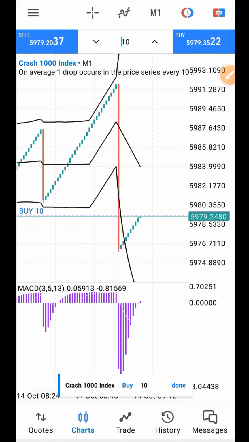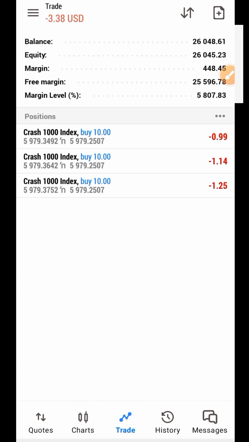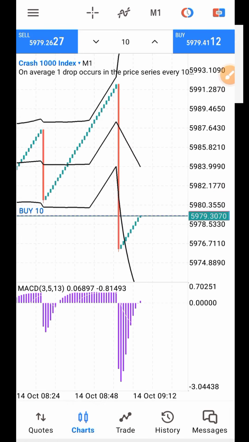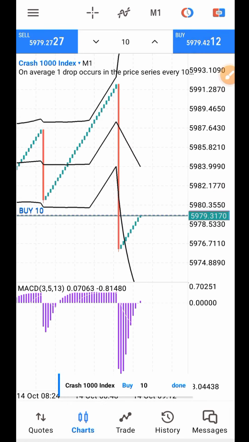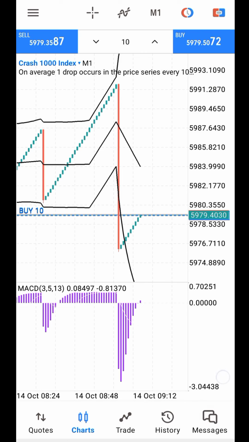So let me enter like four positions. Okay, let me add one more position. So we are going to count like five candles, or if the market touches the middle band. You understand? So we are going to assess the trade.